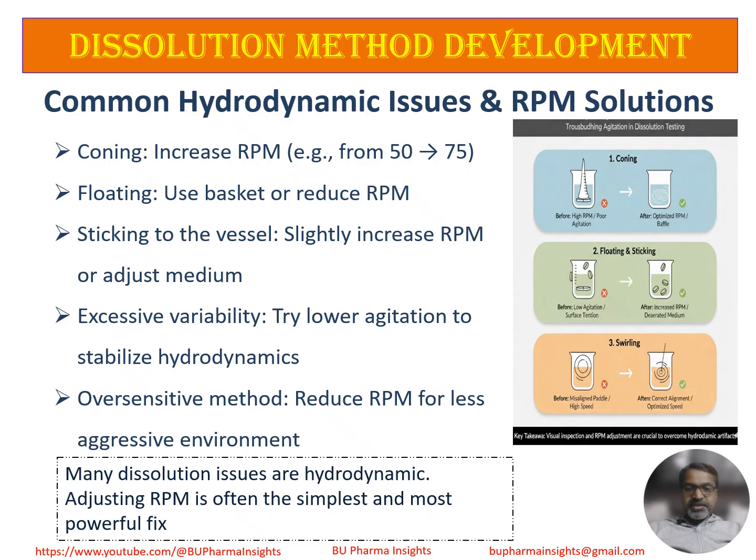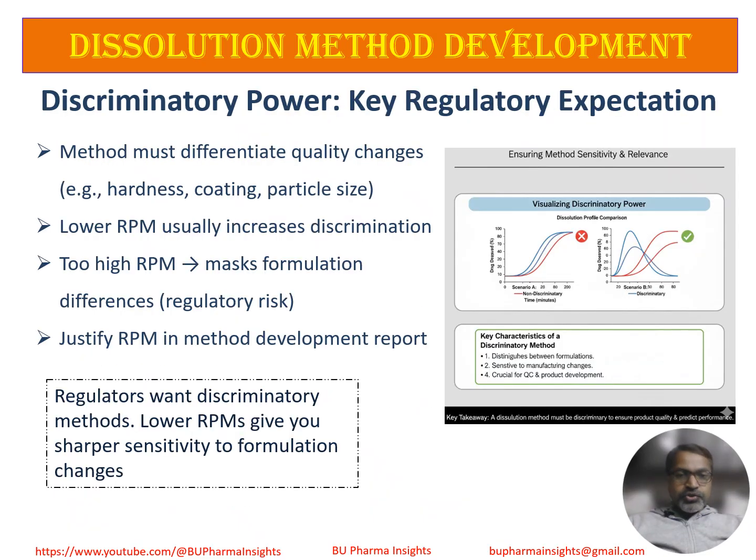Excessive variability, try lower agitation to stabilize hydrodynamics. Over-sensitive methods, reduce RPM to create a less aggressive environment. Fix the flow before fixing the formulation. Dissolution is a quality control tool, not just a release test.